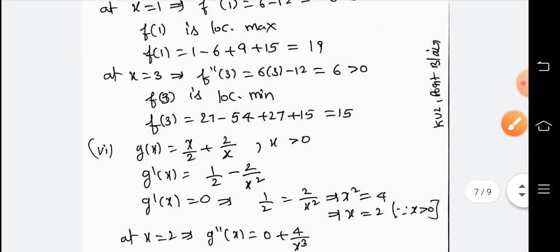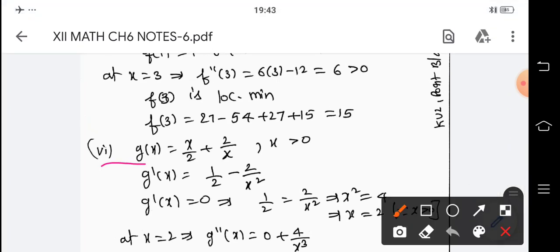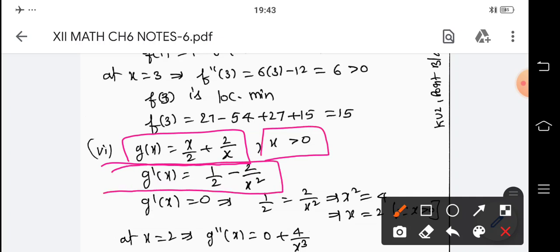Next, sixth question. g of x is equal to x by 2 plus 2 by x, where x is greater than 0. Then what is g dash of x? The derivative of x by 2 is 1 by 2. The derivative of 2 by x is minus 2 by x square, because the derivative of 1 by x is minus 1 by x square.